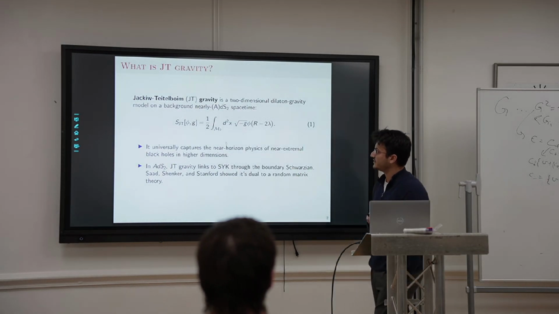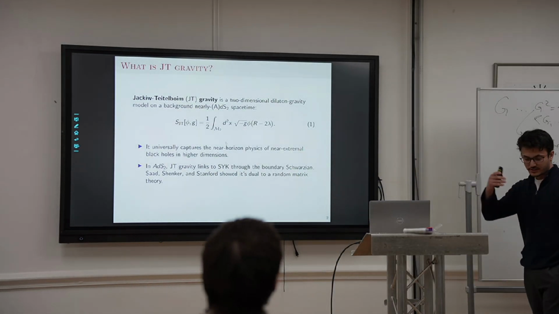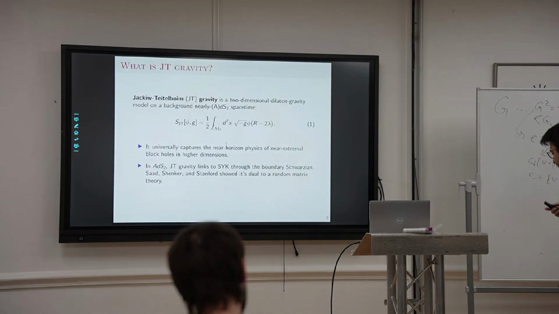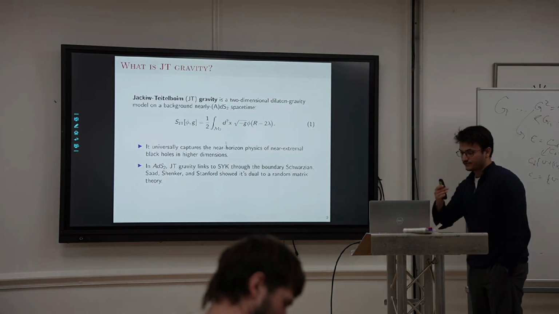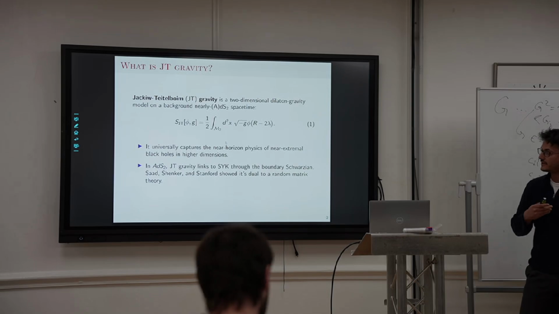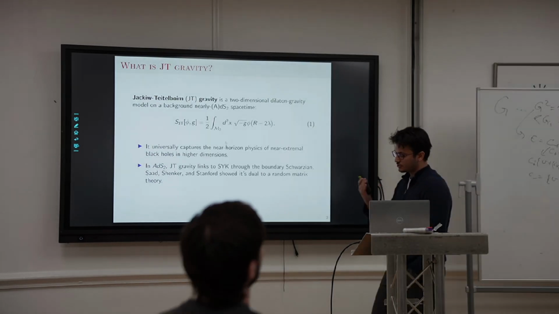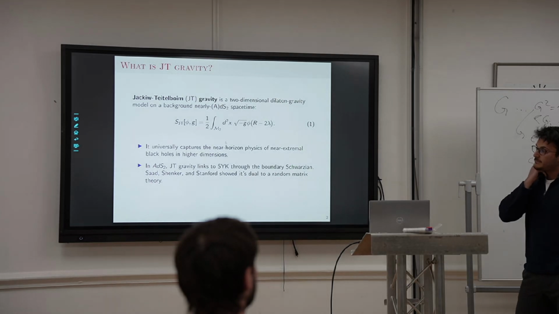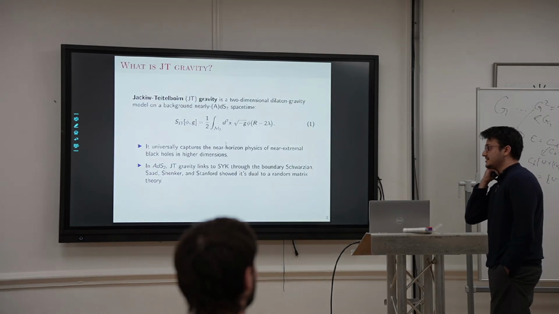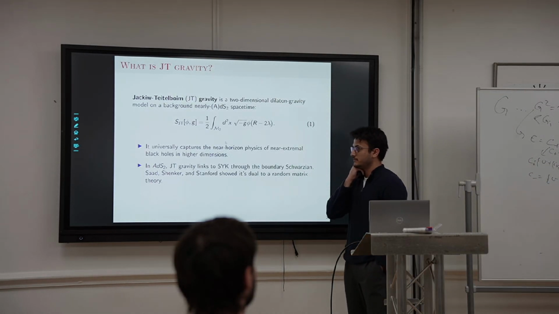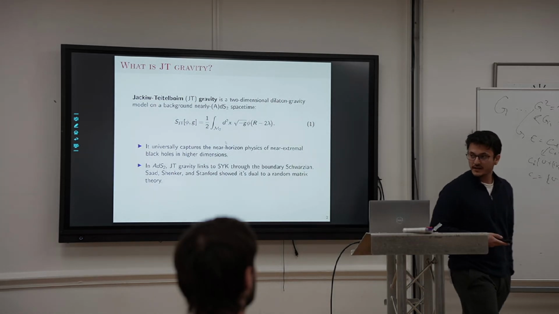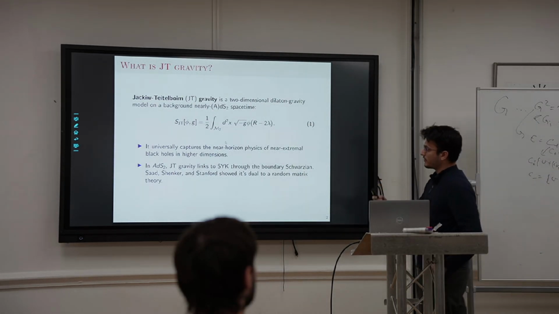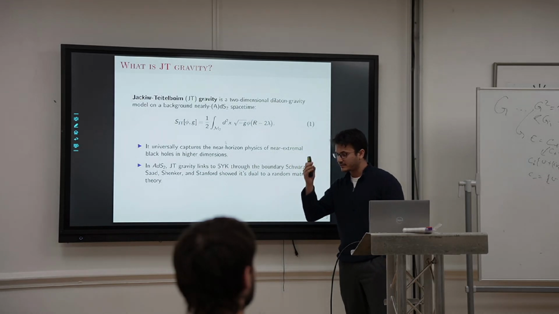Why do we care about JT gravity? It basically captures near-horizon physics of near-extremal black holes coming from higher dimensions. For instance, you can do this in four-dimensional Reissner-Nordström. You'll end up with AdS2 cross S2, sort of near-horizon dynamics. You can also consider BTZ black holes, and in that case, it's just going to be AdS2 cross S1 with the same logic. So these are effective actions that you get near the horizon from higher dimensional theories.